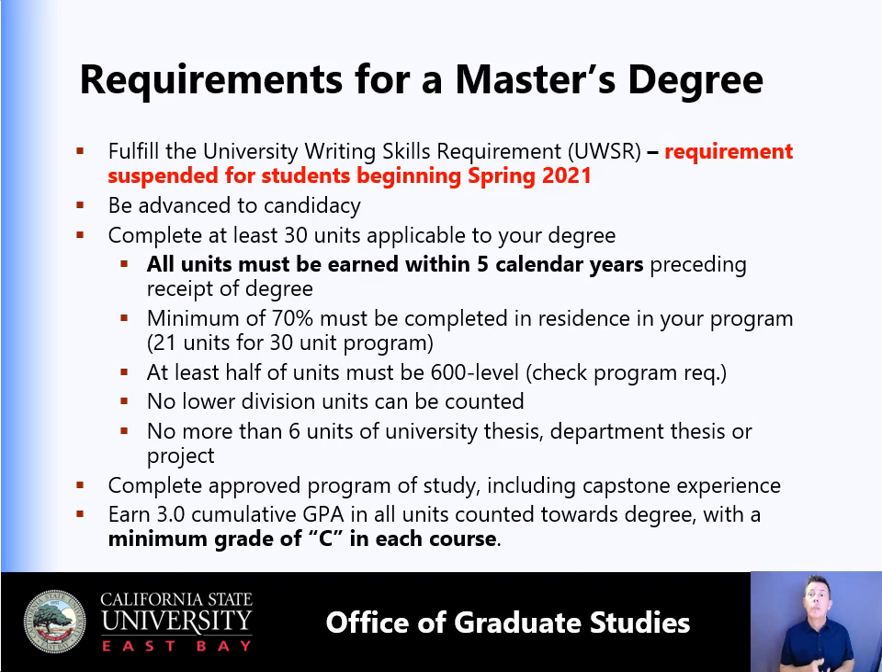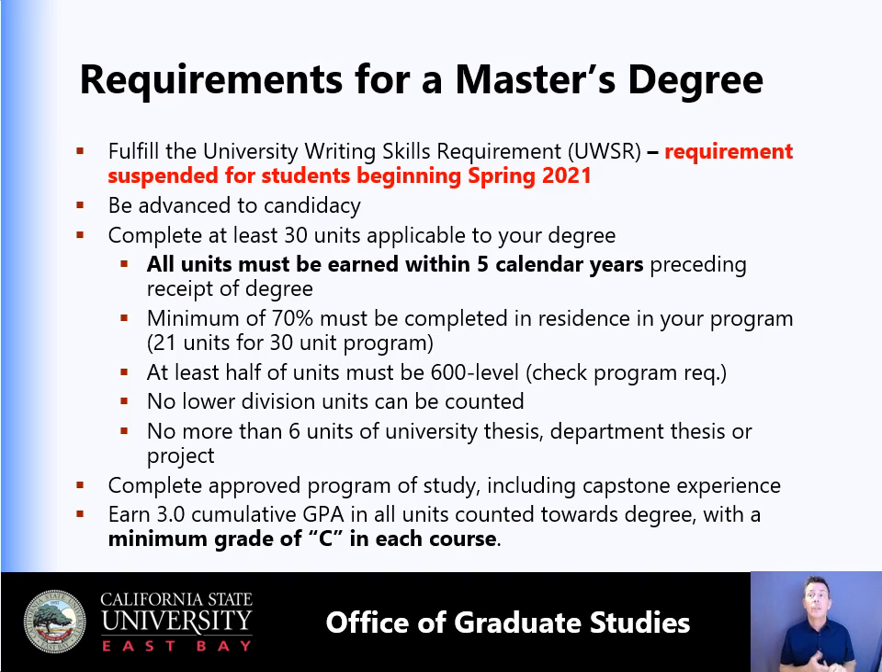600 level is graduate level here at Cal State East Bay. Some programs actually say that exactly 50% are required, while some require more. In my program, computer science, we require that all the courses be 600 level. So do check in the catalog and talk to your graduate coordinator to see which courses you are able to take. As it says here, no lower division classes can be counted toward your degree, but junior and senior level classes can be counted if your program allows for it.